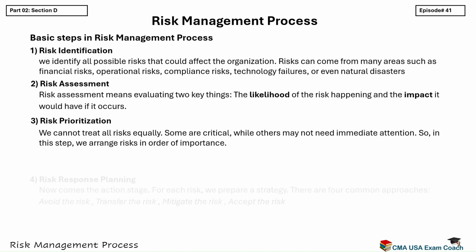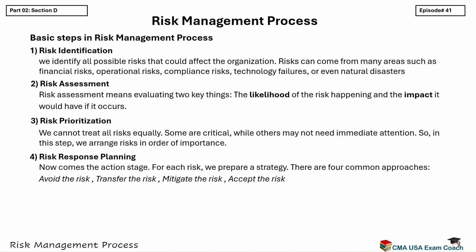Step 4. Risk response planning. Now comes the action stage. For each risk, we prepare a strategy. There are 4 common approaches. Avoid the risk. For example, stop an activity that is too risky. Transfer the risk, like taking insurance or outsourcing. Mitigate the risk. Reduce the chances or impact through better controls. Accept the risk. If it is minor or unavoidable, we simply accept it but remain prepared. The key point is to choose the most practical and cost-effective response for each risk.